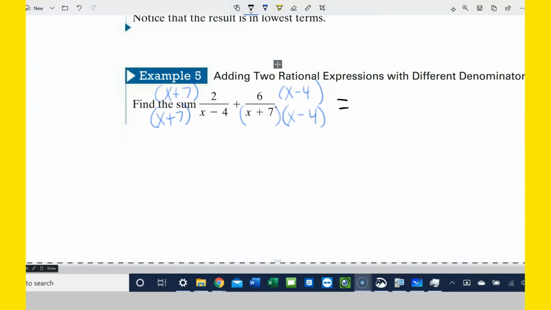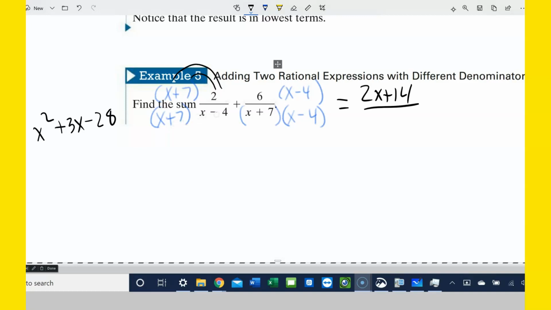All right, so now I have to distribute on top here. I'm going to distribute that 2, and I'm going to get 2x plus 14 on top. On the bottom, I can distribute the x plus 7 with the x minus 4. And if I did, I would get x squared minus 4x plus 7x, that's plus 3x, minus 7 times 4, minus 28. I would get that if I did distribute on the bottom, but I don't have to.